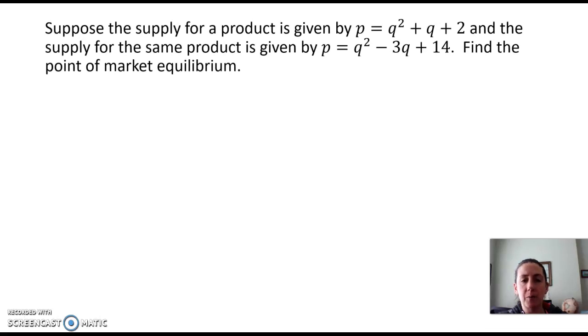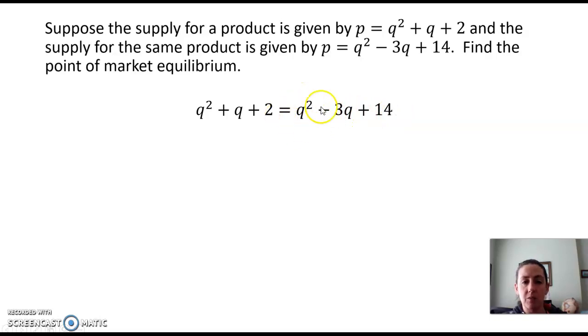Suppose the supply for a product is given by P equals Q squared plus Q plus 2, and the demand for that same product is given by P equals Q squared minus 3Q plus 14. Find the point of market equilibrium. Remember, market equilibrium is when your supply equals your demand, so we can take this supply equation and set it equal to this demand equation, only because these are both P equals and P equals. Since these are in the same form, we can set that Q squared plus Q plus 2 equal to that Q squared minus 3Q plus 14.